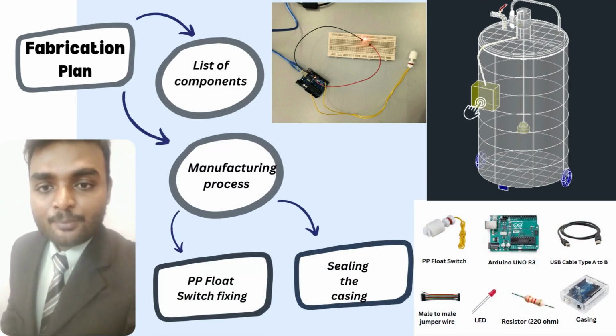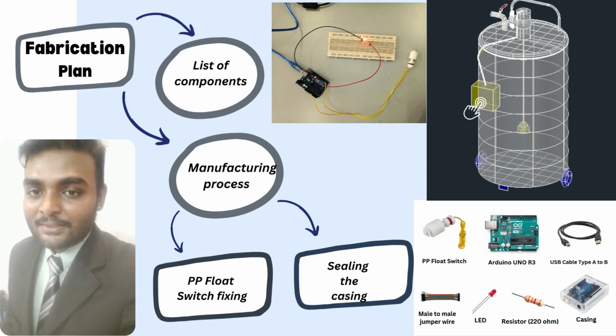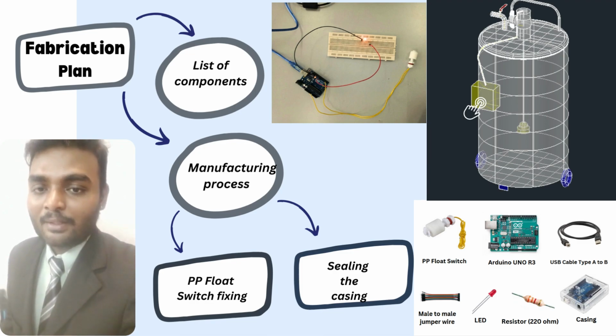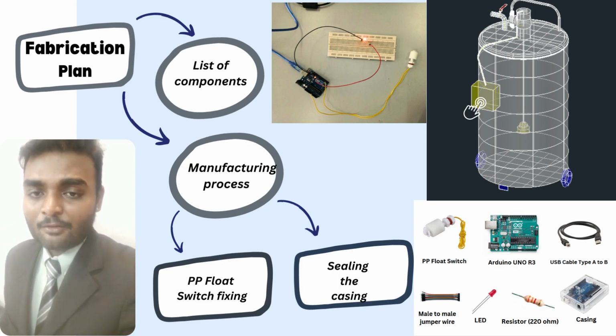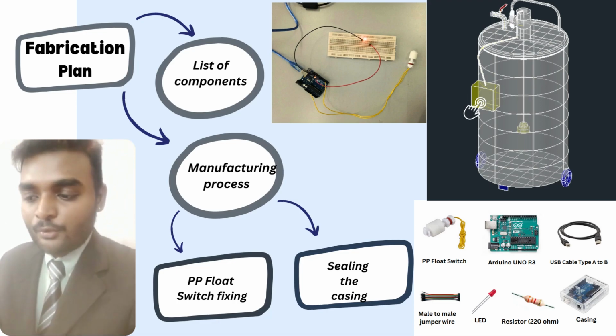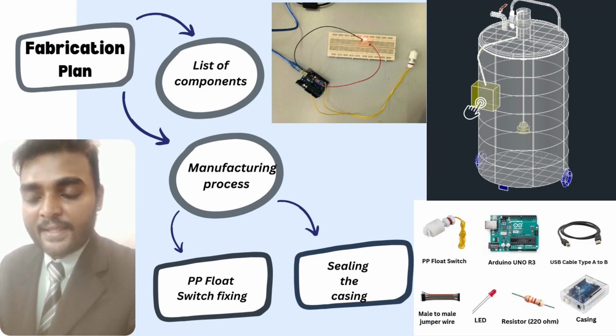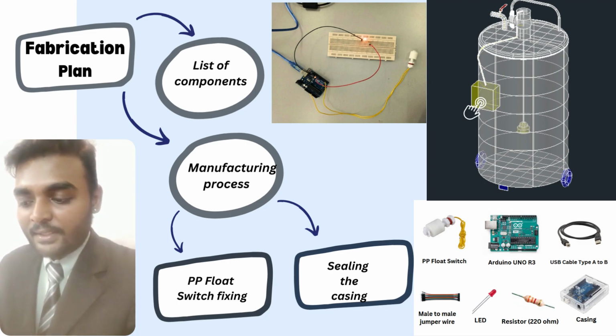Fabrication plan. The fabrication plan is divided into two divisions. The first one is about the list of components. The second one is about the manufacturing process. The list of components consists of 7 major components, starting from the PP float switch, Arduino Uno R3, USB cable type A to B, male-to-male jumper wire, LED, resistor ohm, and casing.